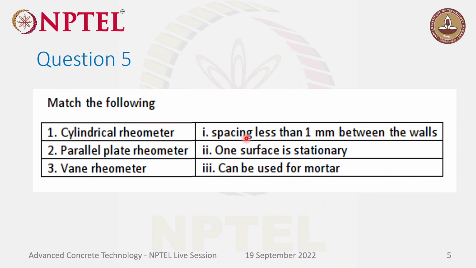What is given in the right side column? First one is spacing less than 1 mm between the walls. Usually while applying shear, we give a very small gap between the two surfaces, so the material will be under pure shear. Then, one surface is stationary, and then can be used for mortar.